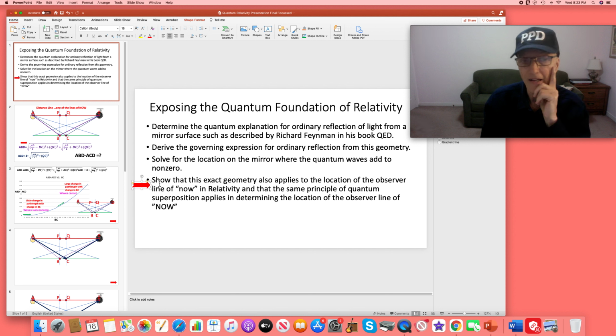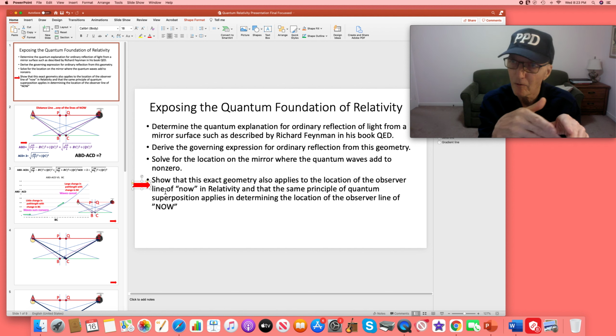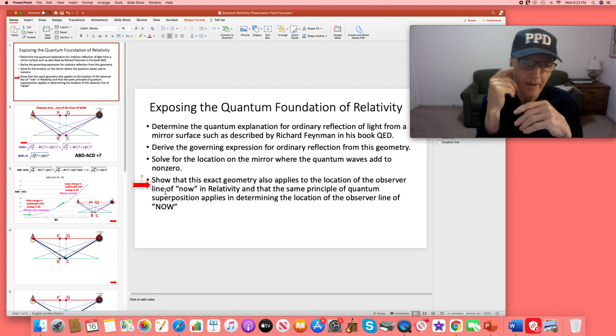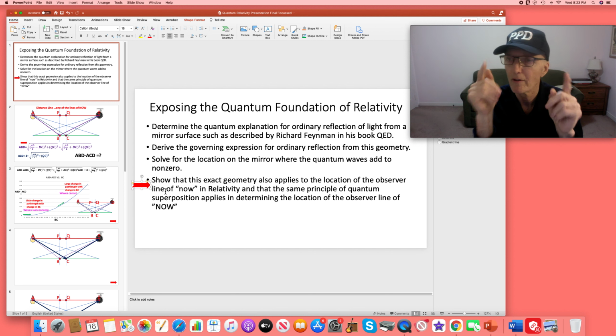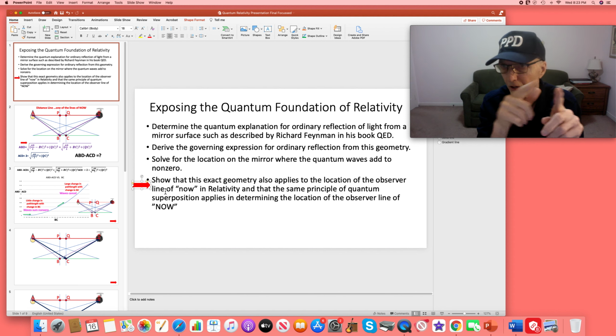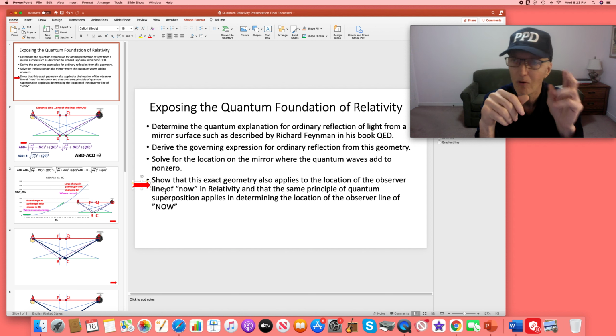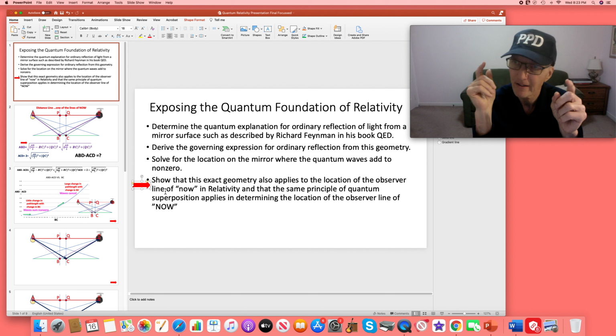Okay, so the last thing we want to do is show that this exact geometry also applies to the location of the observer. An observer in space traveling on his own timeline. Someone else, some piece of equipment, might be a clock, might be speeding away, traveling on another timeline. And we want to know, for the observer on one timeline looking over at, let's say, a clock on another timeline, what is the now? When the observer says that clock right now is boom.